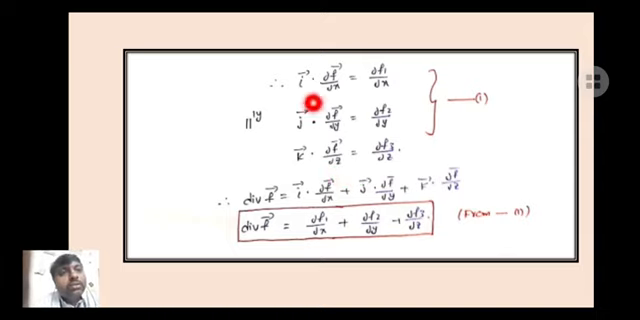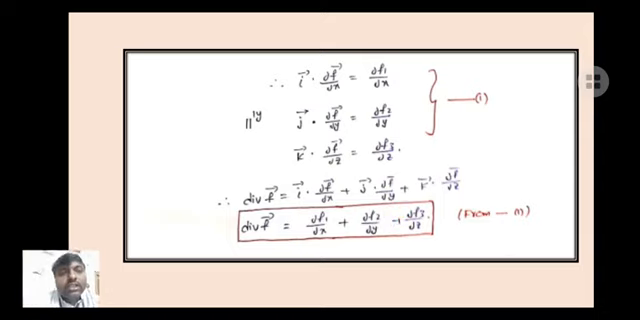Now you replace these three values in the original definition of div f bar. Div f bar is equal to i bar dot dou f bar by dou x plus j bar dot dou f bar by dou y plus k bar dot dou f bar by dou z. By replacing these values, you are getting div f bar is equal to dou f1 by dou x plus dou f2 by dou y plus dou f3 by dou z.